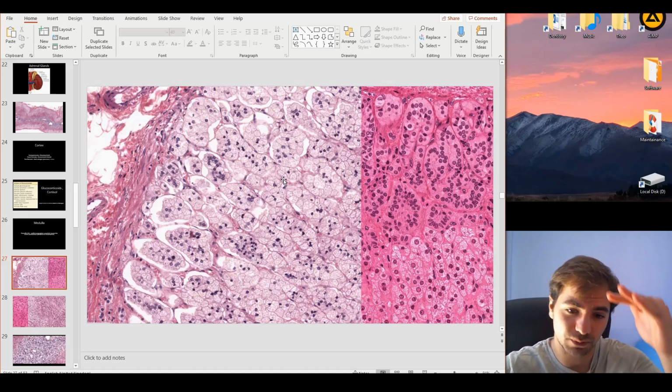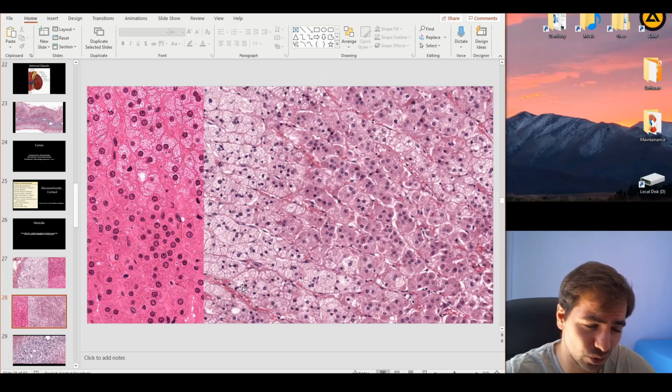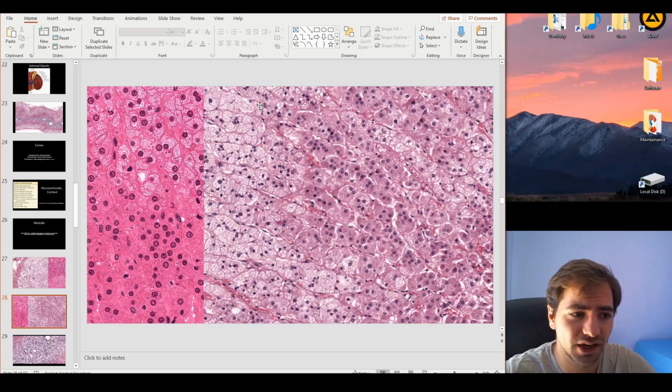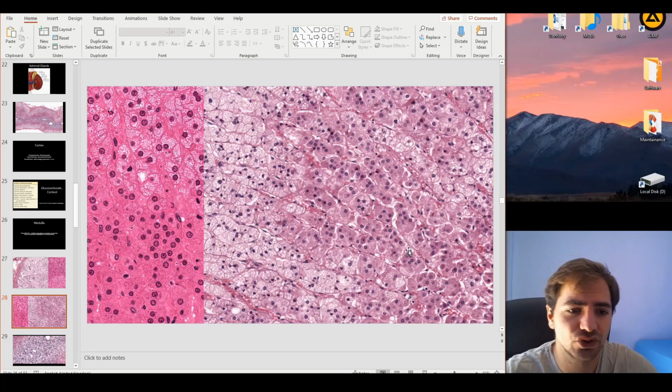And if we keep on going deeper, we're going to find the next boundary, which is between the zonula fasciculata and the zonula reticularis. Again, this is very easy to distinguish, and the same here. And again, the zonula reticularis is the one that produces mainly weak androgens, and secondarily cortisol itself.